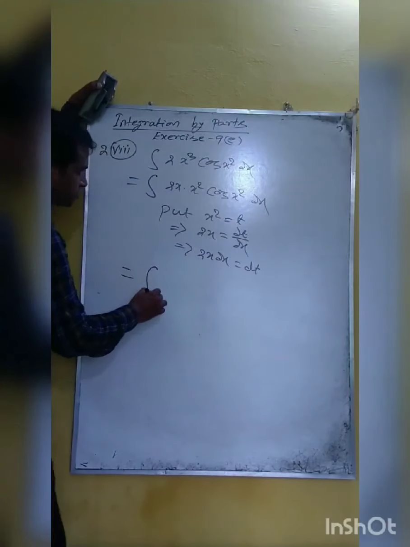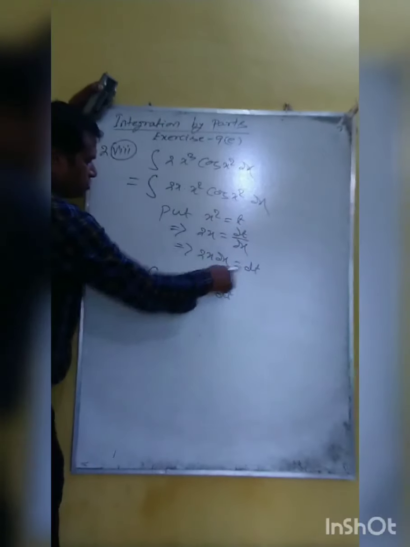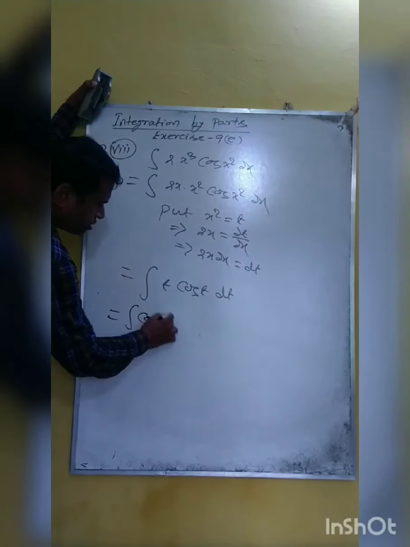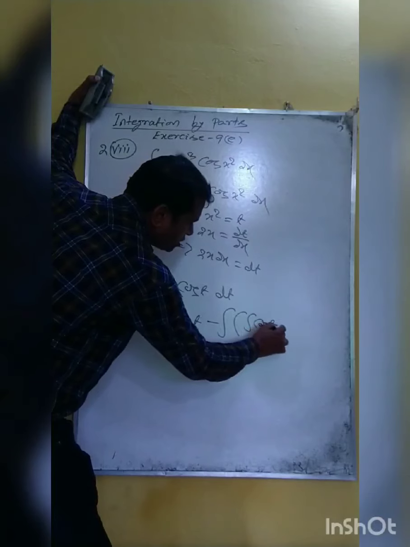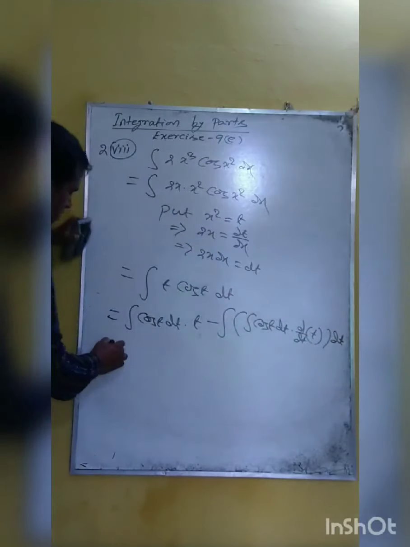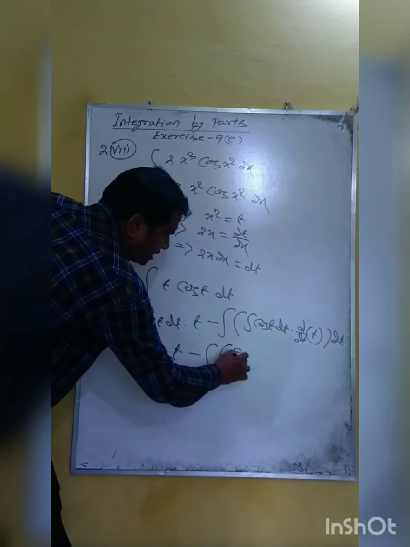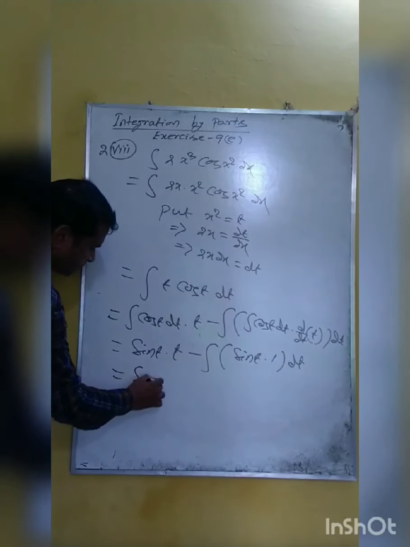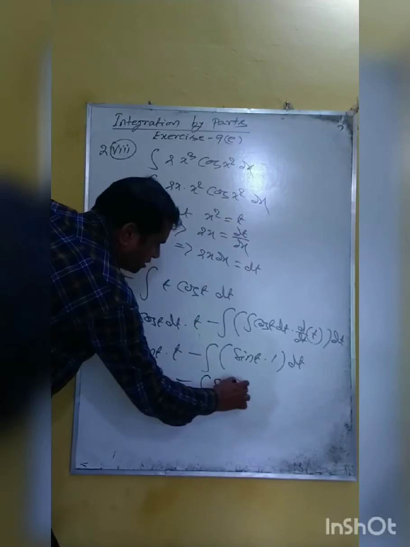So the integral becomes integral t cos t dt, in place of 2x dx we put dt and x square is t. Here it will be first function cos t, second function t: integral cos t dt into t minus integral (integral cos t dt into d by dt of t) dt. Okay, that equals sin t into t minus integral sin t into 1 dt. That equals t sin t minus integral sin t dt.